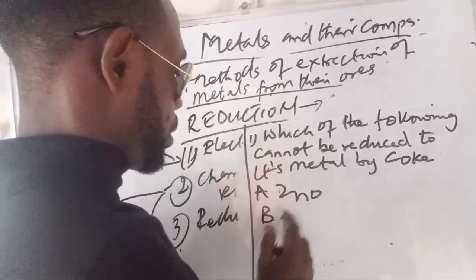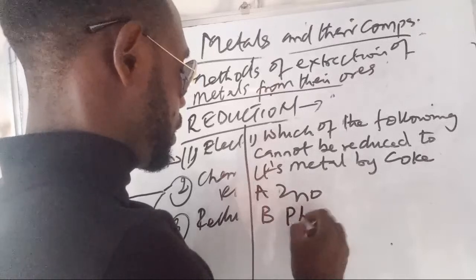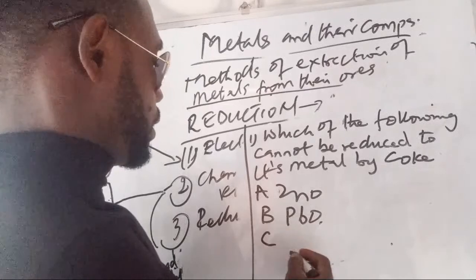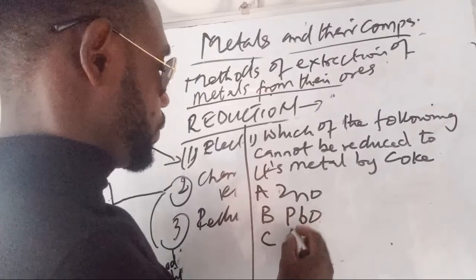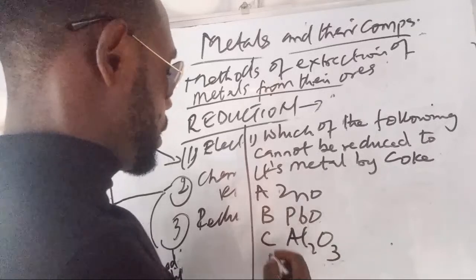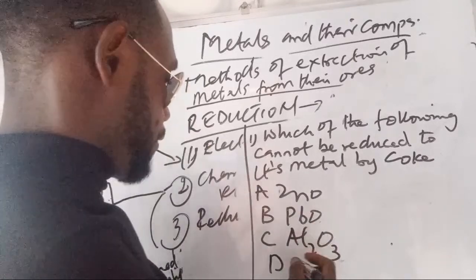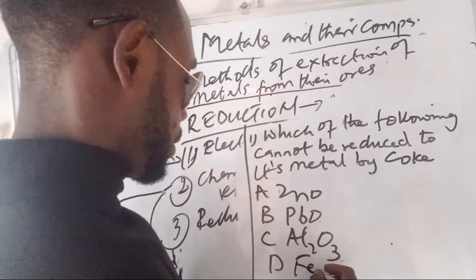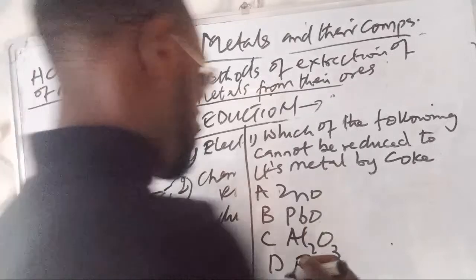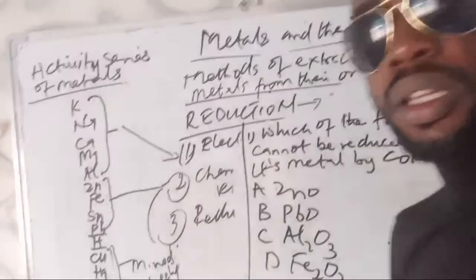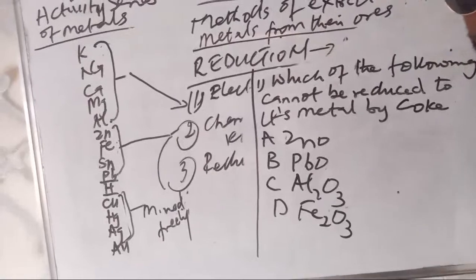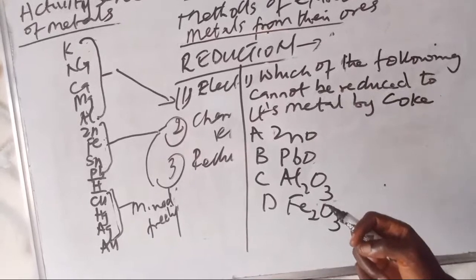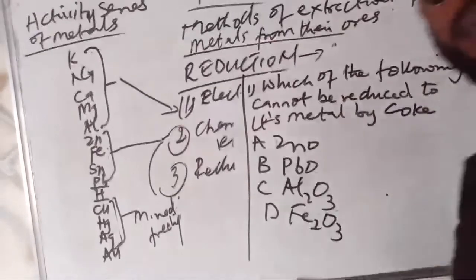B, we have lead 2 oxide. Then we have aluminium oxide, and then we have iron 3 oxide. So test your ability here from that test question. You say, which of the following cannot be reduced to its metal by coke? Let me see your answer.